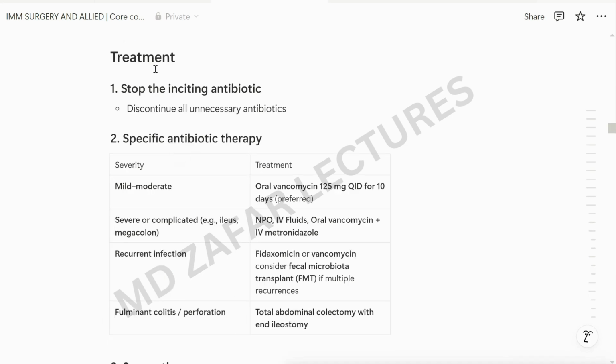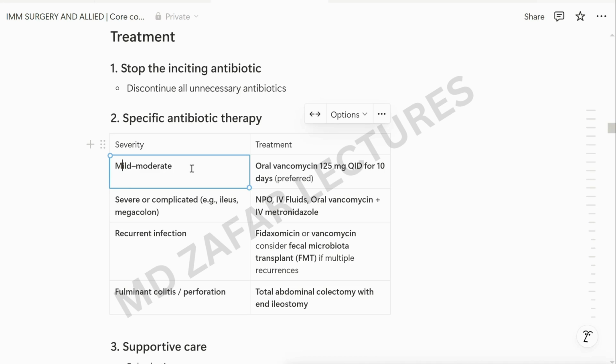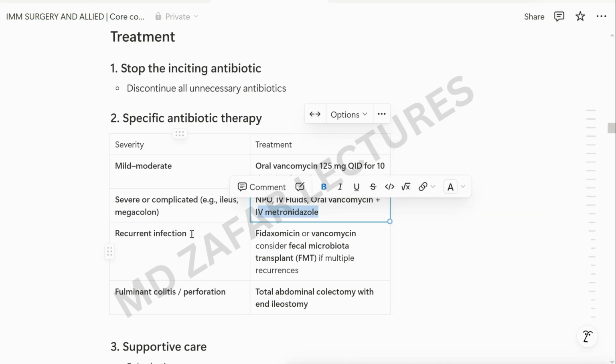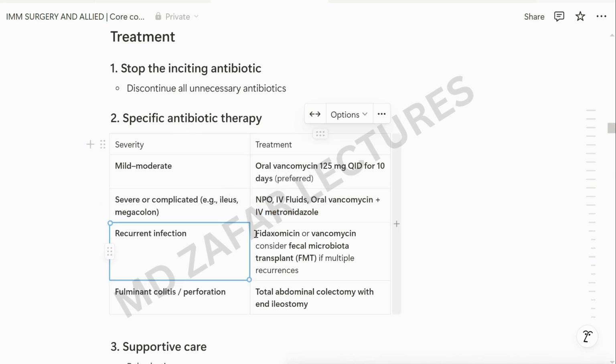So in terms of the treatment, the very first step is to stop the antibiotic, and then we will quantify the patient in terms of the severity. So for mild to moderate disease, oral vancomycin 125 mg QID for 10 days is preferred. But if the patient is having a severe or complicated case, then we will have to shift the patient to nil by mouth, IV fluids, oral vancomycin with associated intravenous metronidazole. But if the patient is having a recurrent infection, then the treatment would be fidaxomicin or vancomycin.